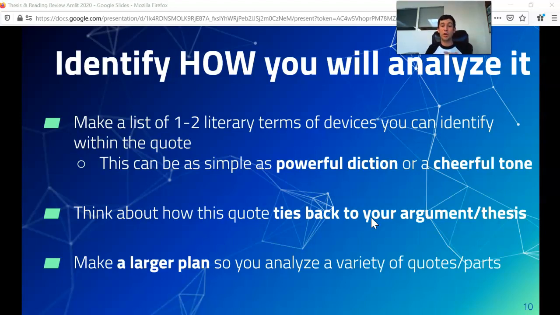So always make a larger plan so that you're analyzing a variety of things. If I give you a quote that's a paragraph long, make sure that you're not just analyzing the first sentence and the second sentence. Go for variety so you really show that you understand the entire quote, or for a longer essay, the entire book, and that you've got a scope of understanding all of it instead of just parts of it.